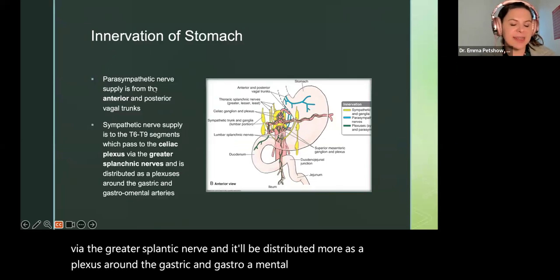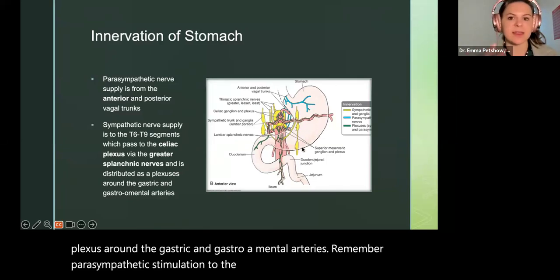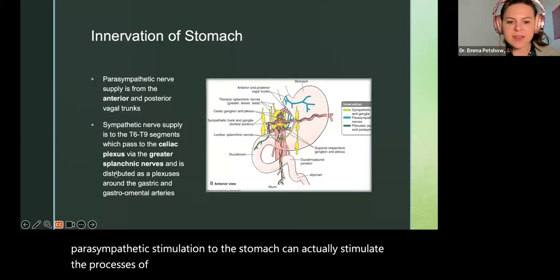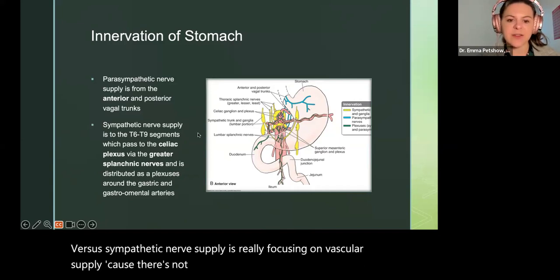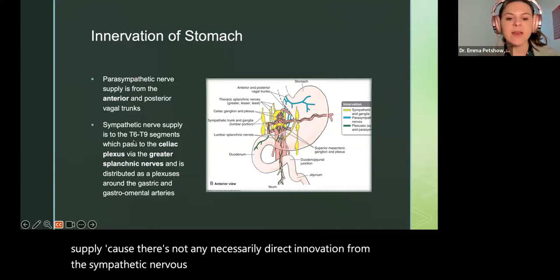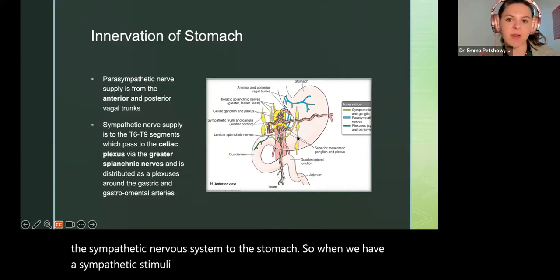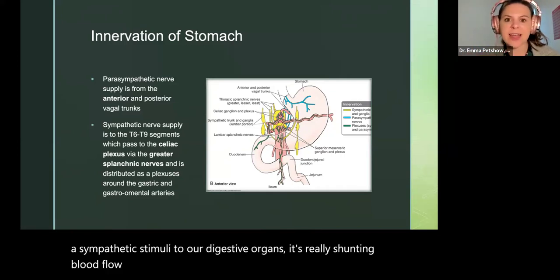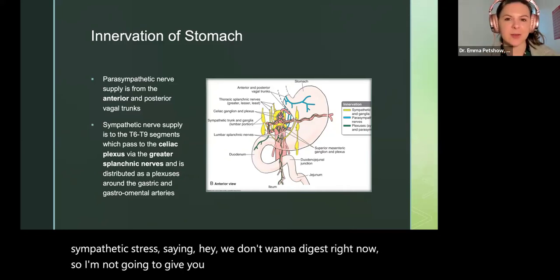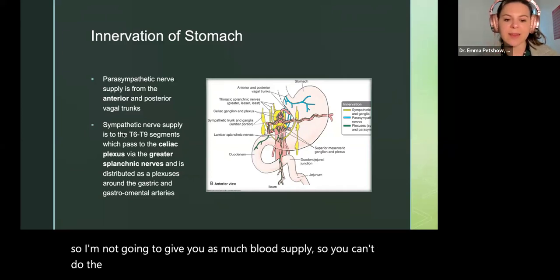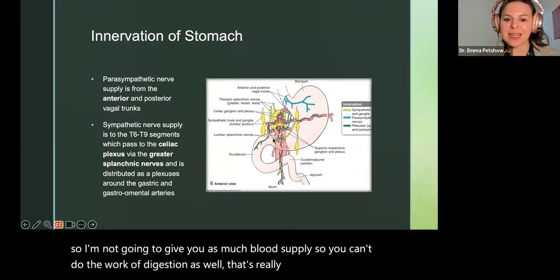Remember, parasympathetic stimulation to the stomach can actually stimulate the processes of digestion, versus sympathetic nerve supply is really focusing on vascular supply because there's not any direct innervation from the sympathetic nervous system to the stomach. So when we have sympathetic stimuli to our digestive organs, it's really shunting blood flow away from the stomach during times of increased sympathetic stress, saying, hey, we don't want to digest right now, so I'm not going to give you as much blood supply, so you can't do the work of digestion as well. That's really what our sympathetic nerve stimulation is doing.